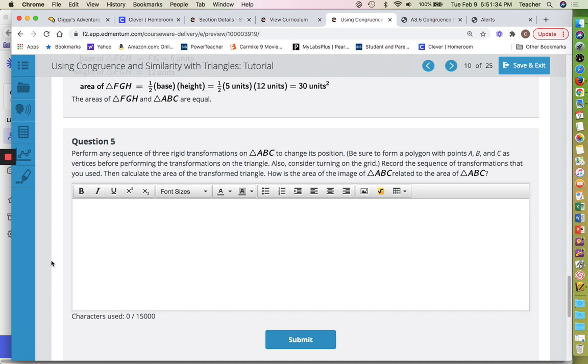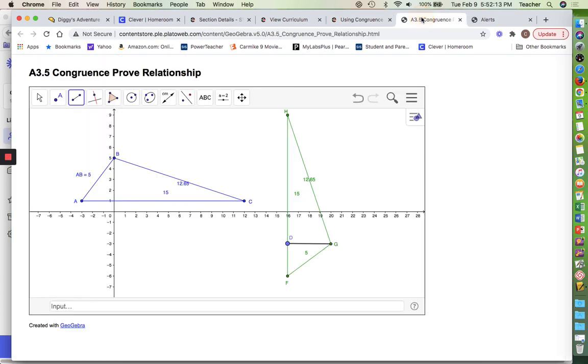Well, okay, first off, how is the area of the image ABC related to the area of ABC? First off, it doesn't say anything about a dilation. All it says is 3 rigid transformations, which means I can do a translation, a reflection, or a rotation. Now, we have learned that rigid transformations keep their size. So the area of the original figure will be the area of the new figure. So doing a sequence is not going to change the area. But that's what they want me to do. That's what I'm going to do.